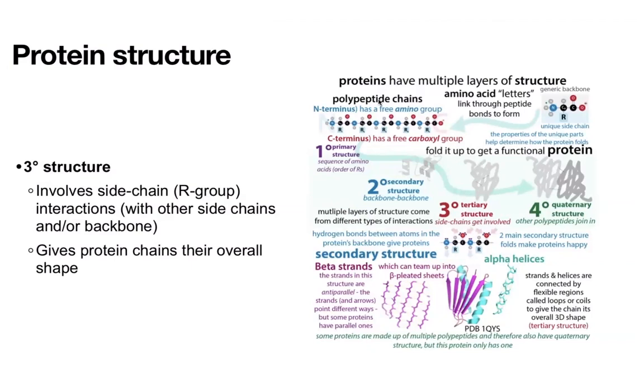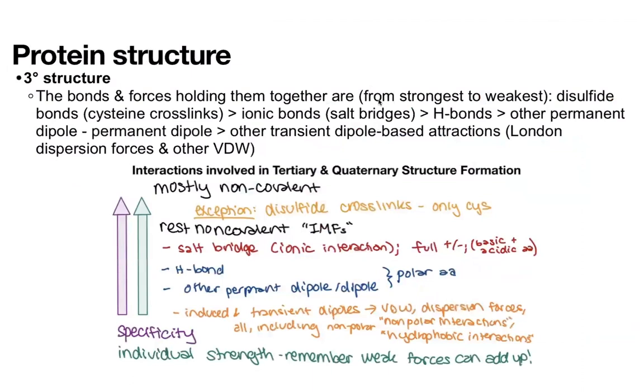So here we have interactions directly involving those R groups. We saw how with the secondary structure, the R group was going to influence which kind of structures would form, but you weren't directly having those interact. But in the case of tertiary structure, now the R groups are getting involved. And this is going to give the protein chain its overall shape.